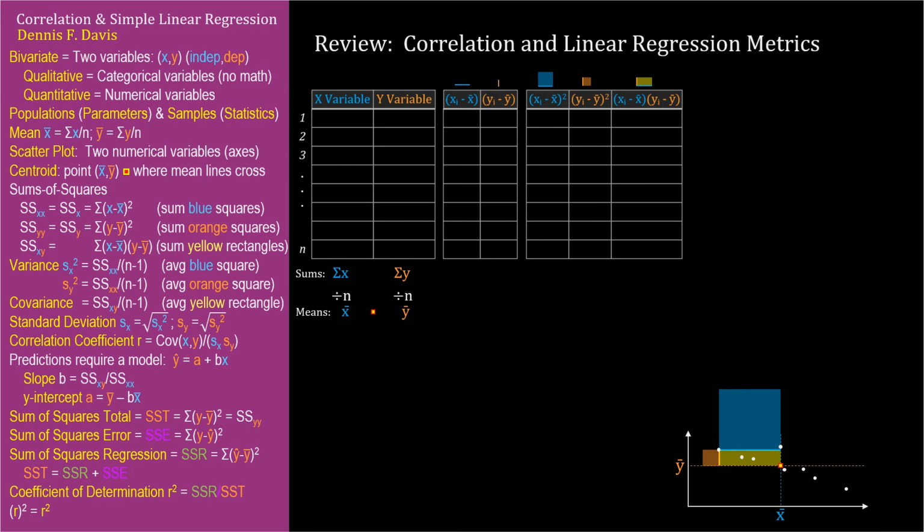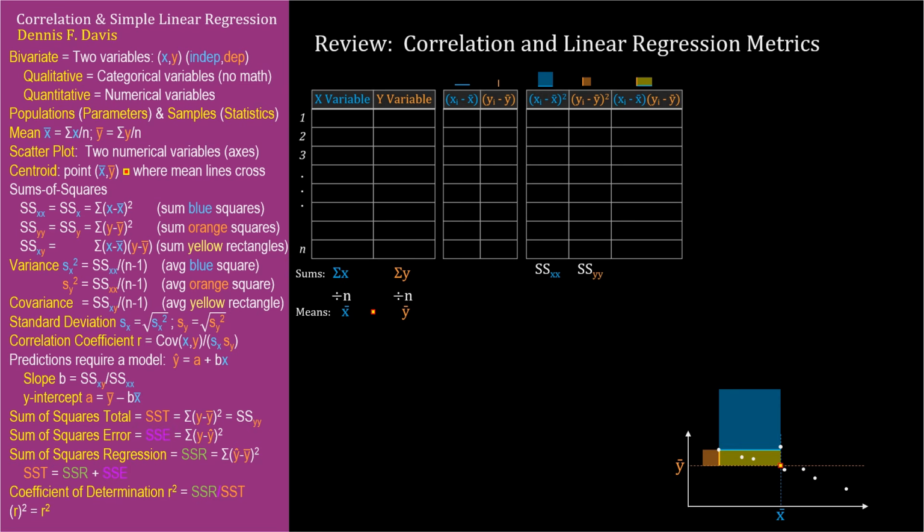Now, we can add up the squared differences to get our sums of squares. The sum of the blue squared x differences is sum of squares x, or equivalently, sum of squares xx, as I've shown it here. The sum of the squared y differences is sum of squares yy.